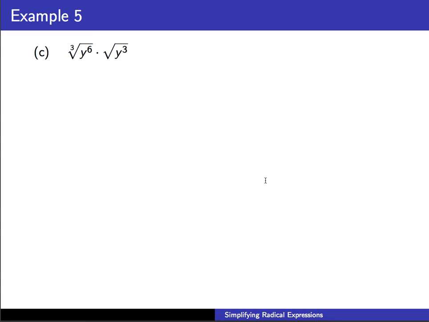Part C, we have the cube root of y to the 6 times the square root of y cubed, which cube root of y to the 6 is y to the 6/3 power, times the square root of y cubed is y to the 3 halves power. So adding our exponents, 6/3 plus 3 halves gives us 7 halves. So it's the square root of y to the 7th.